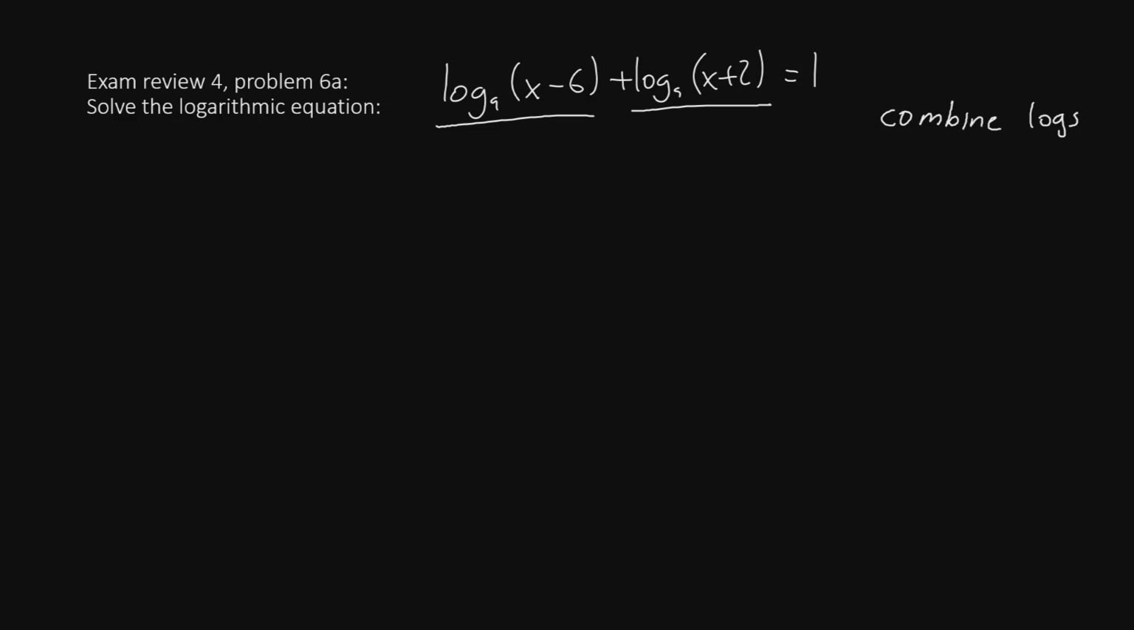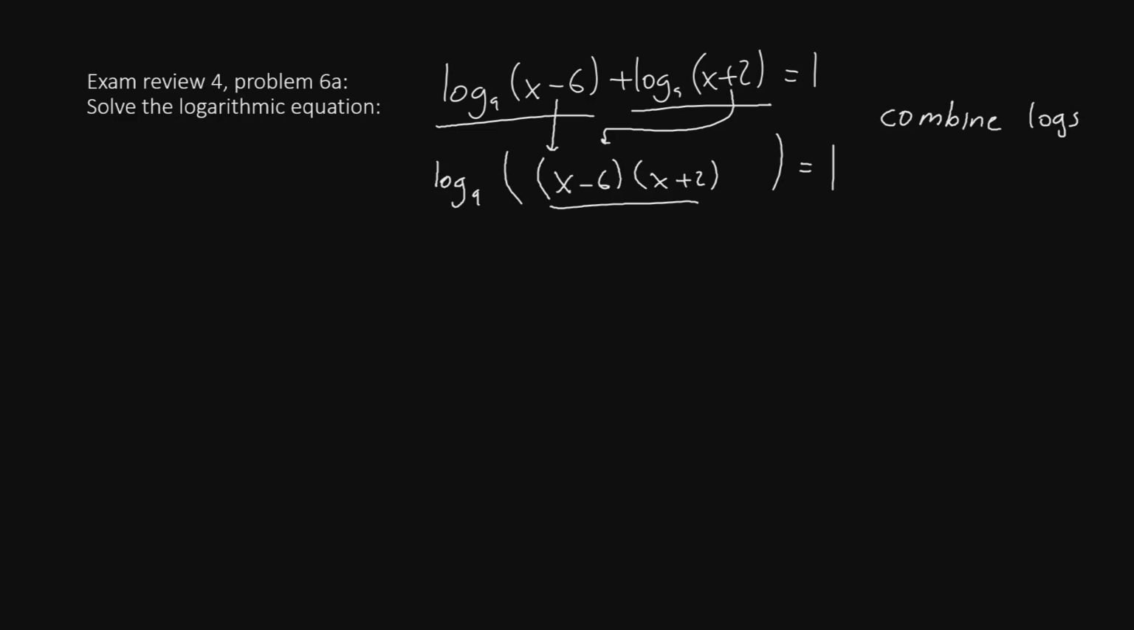To combine the logs, we'll start by writing one big log. Start with log base 9, a large set of parentheses, equals 1. Inside the parentheses, we'll put both of the two smaller logs, x minus 6 and x plus 2.